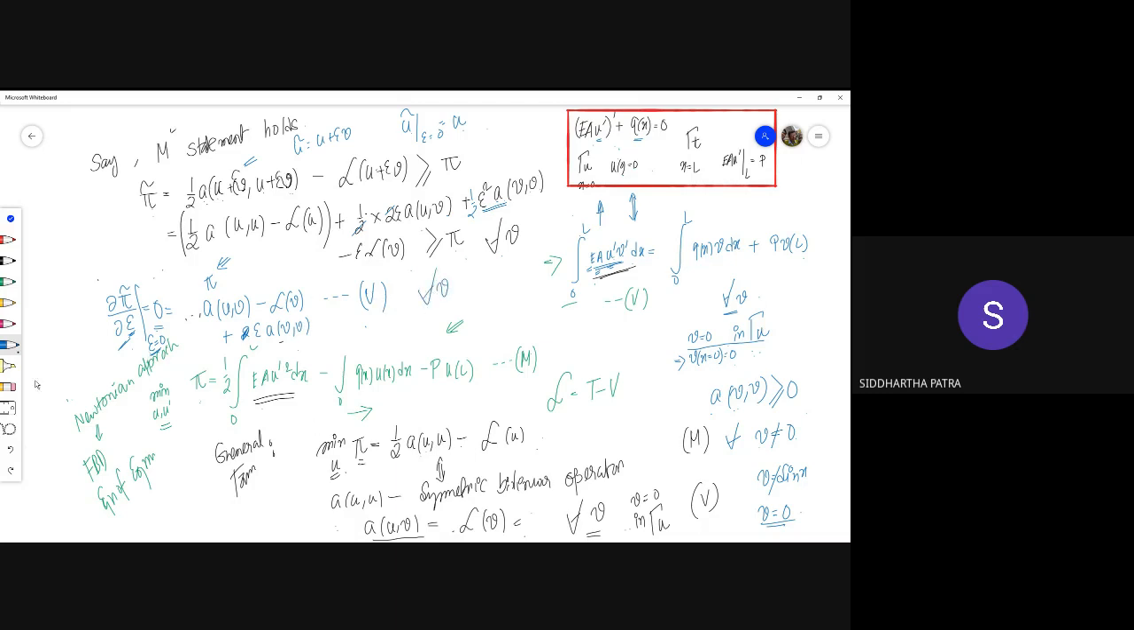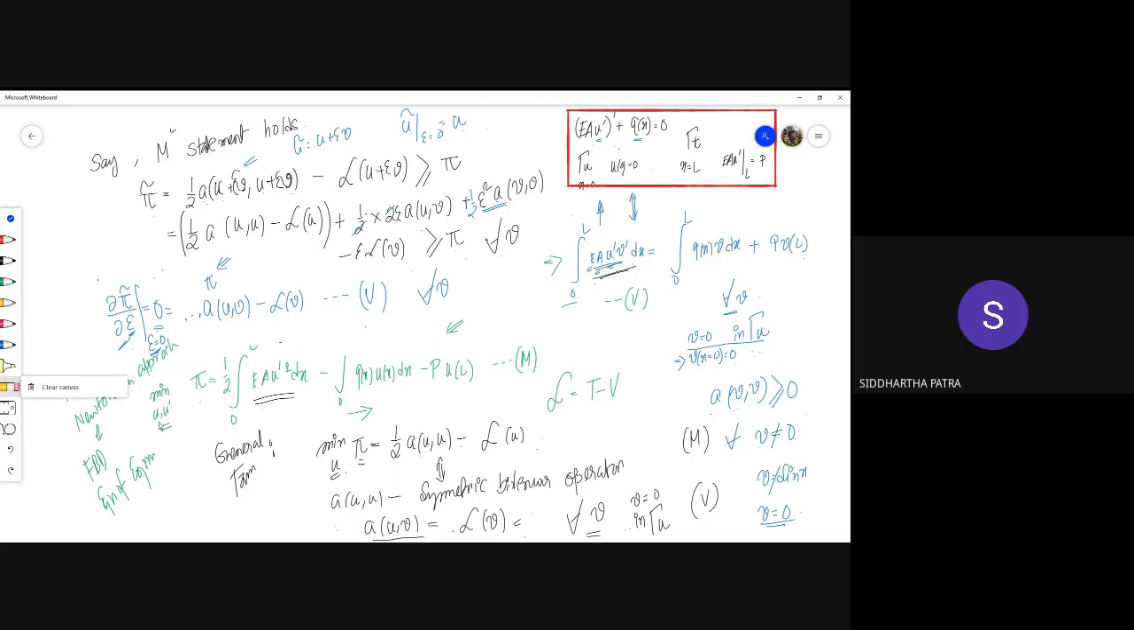But then this term right here is linear in epsilon, so this also vanishes. So what do you end up getting? You end up getting the V statement from the M statement. Now that path we have already traveled while getting the Euler-Lagrange equation, or while doing the problem on bar deflection, we have already encountered this transition from M statement to V statement.